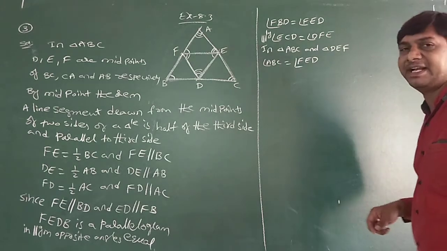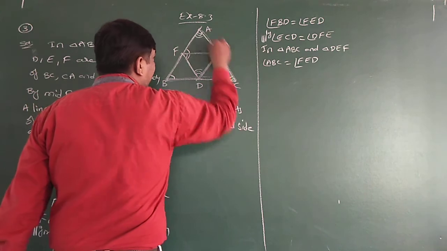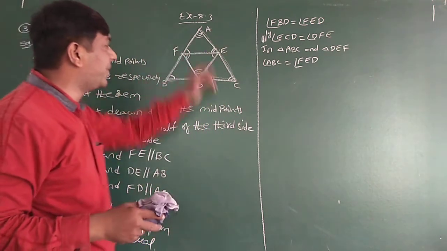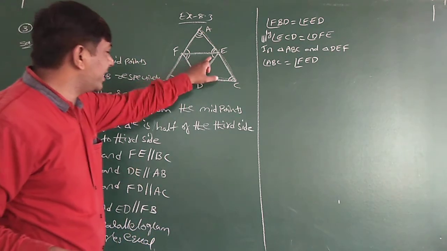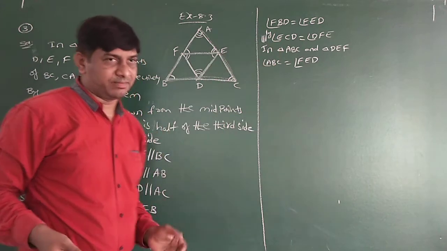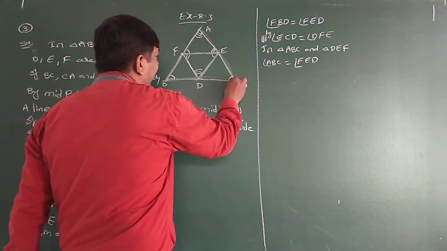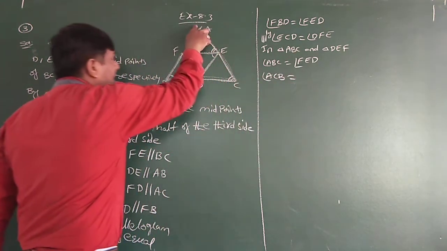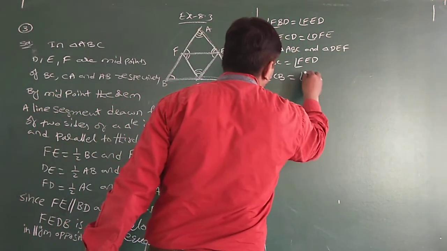Angle FED. Now I am taking this whole triangle and the triangle formed with the midpoints. This angle and this angle are equal; I proved that by the parallelogram property. In the same way, angle ACB is equal to angle DFE. Just now I proved that.